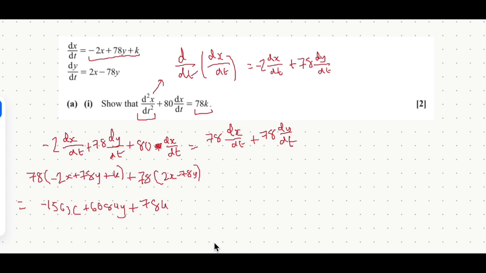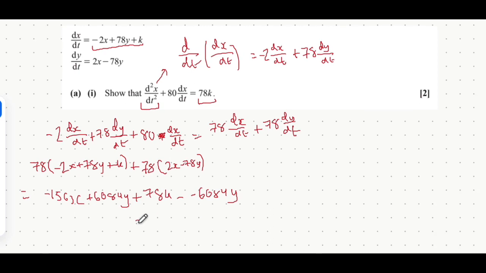Yeah, okay. Moving on, 78 times minus 78y now is going to be equal to minus 6084y. Now, when we collect like terms here, what we'll see is that, oh, I feel like I missed out a term. And I have. So we got to 78 times k, 78k. And then 78 times 2x is plus 156x. There you go. 78 times minus 78y is equal to minus 6084y.